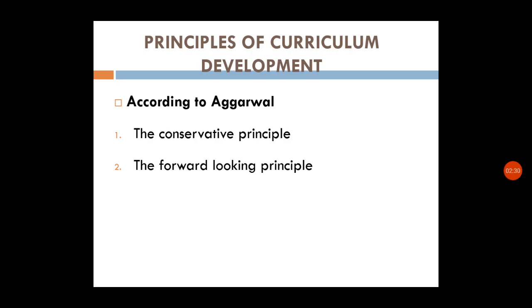The students who are studying in today's classes are studying for tomorrow. You are going to practice in the next few years. So we have to remember the needs of the students in the future. That is the forward looking principle. The third principle is the creative principle. In education also we have talked about the creative principle.